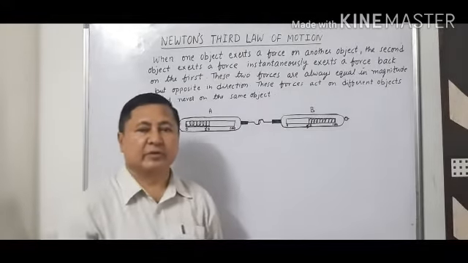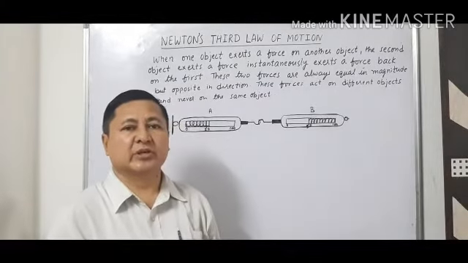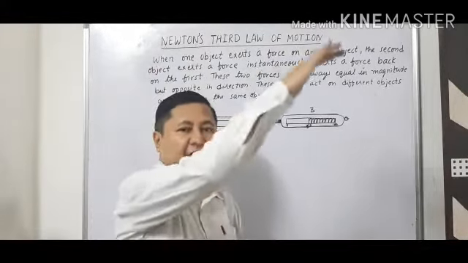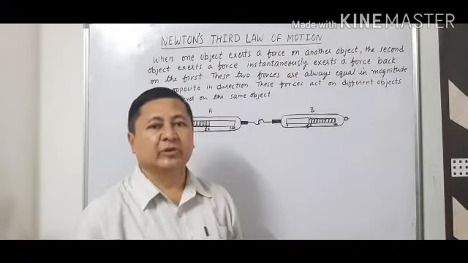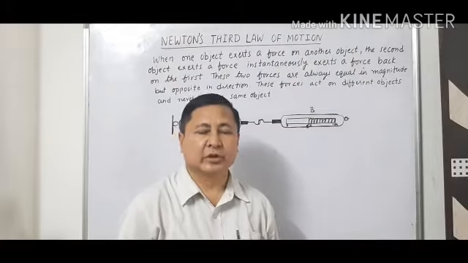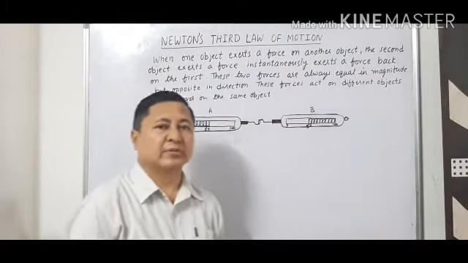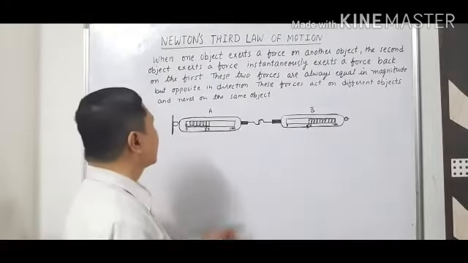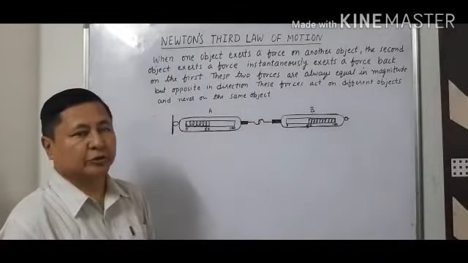For example, when we are swimming, we push the water with our hands and feet backward and we move in the forward direction. This is an example of Newton's third law of motion. We will go into detail and take more examples afterwards. First, what is Newton's third law of motion?